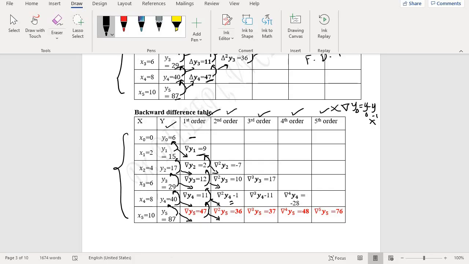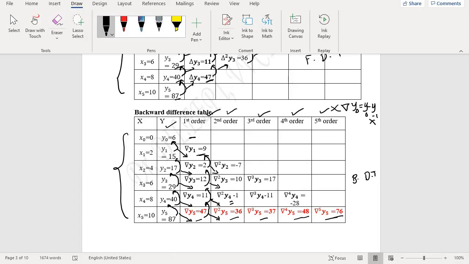So in this table, we need to identify the leading backward entries. So what is the definition for leading backward entries? The last elements from each column are called leading backward entries. Here also I mentioned them in red color. So 47, 36, 37, 48 and 76. So these are the leading backward entries for the given data. So this is the procedure of how to construct the backward difference table.